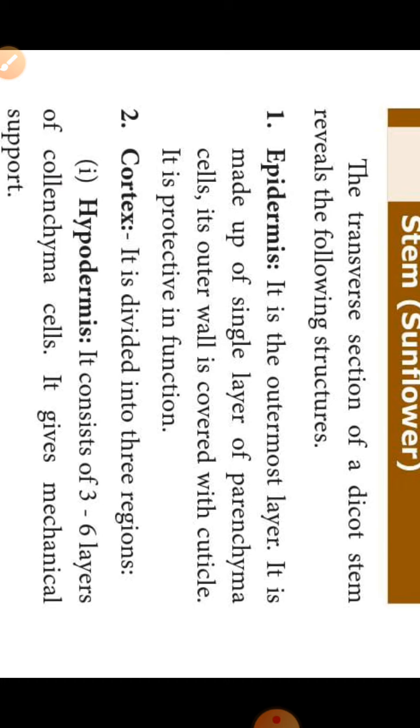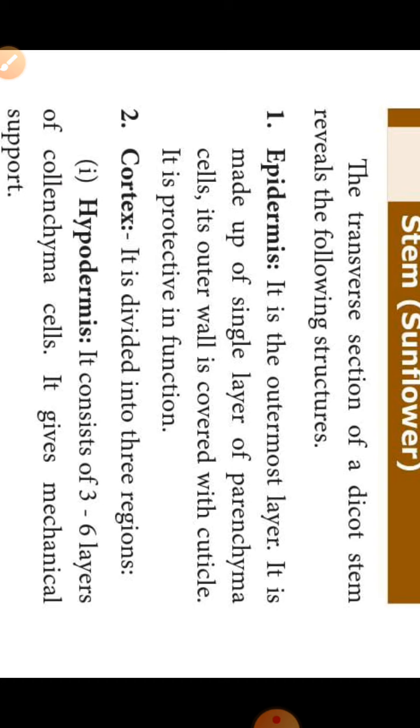Cortex, it is divided into three regions: hypodermis, middle cortex, inner cortex. Hypodermis, it consists of 3 to 6 layers of collenchyma cells. It gives mechanical support.